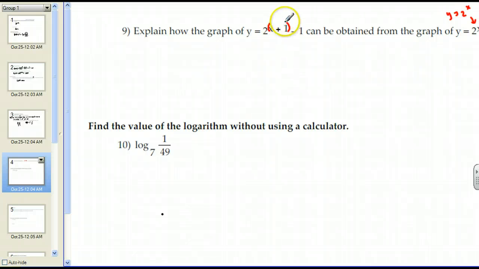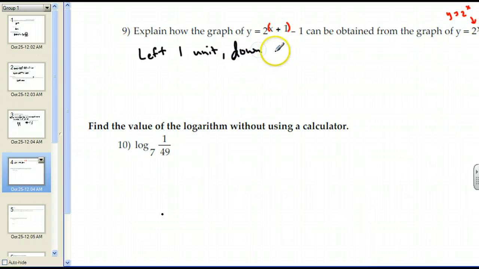So basically what happens here is, because this is inside of parentheses being done to the input, this moves left and right. Because it's positive, we move left 1 unit. And then there's no minus sign out here, so we're not flipping around an axis. And then this minus 1 moves us down 1 unit. So it's the graph of y equals 2 to the x moved left 1 unit and down 1 unit.